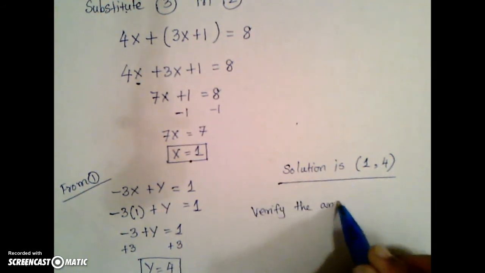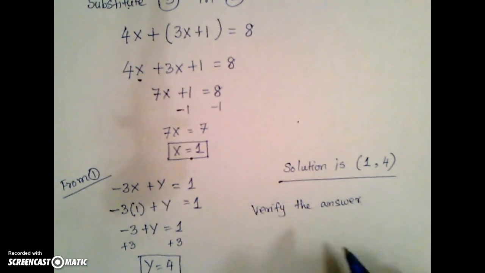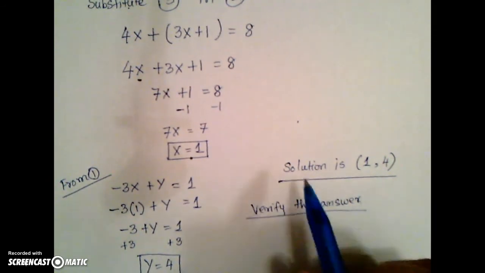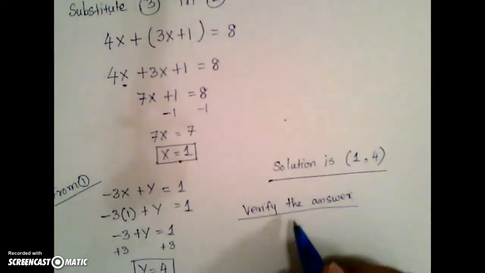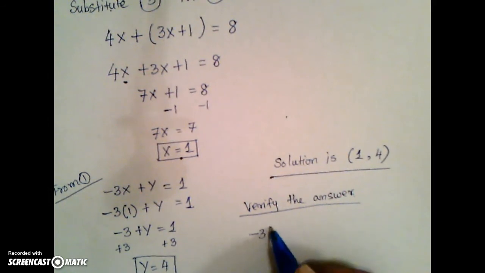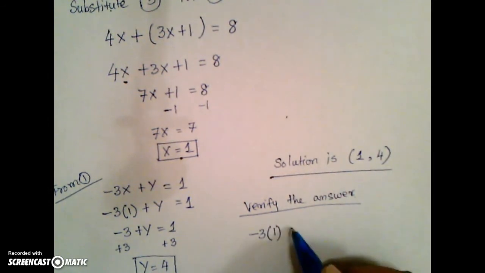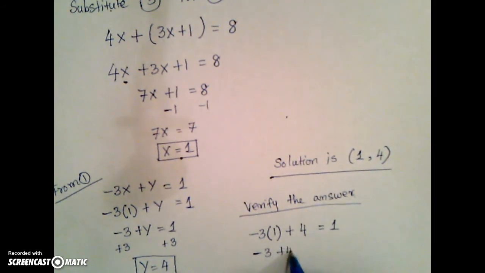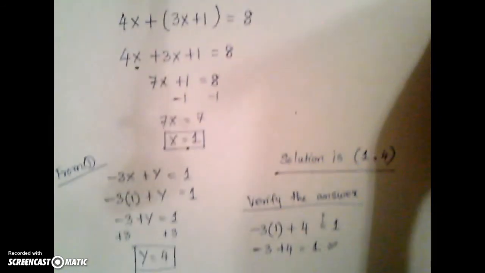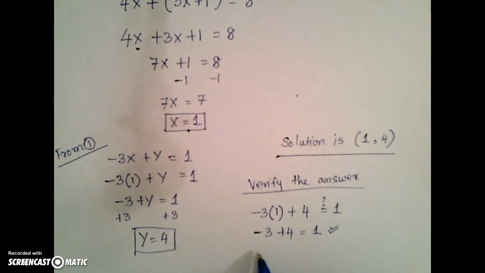Remember, I still have to verify my answer. Verify the answer. I need to check if it works for both equations that I started off with. So the first equation is negative 3x, so negative 3 times 1 plus y should be equal to 1. That is negative 3 plus 4. Is it equal to 1? Of course it is equal to 1. So it checks for my equation number 1.